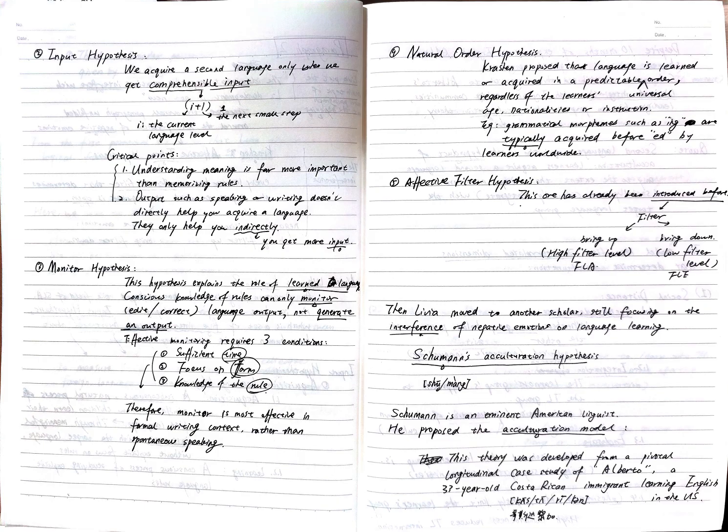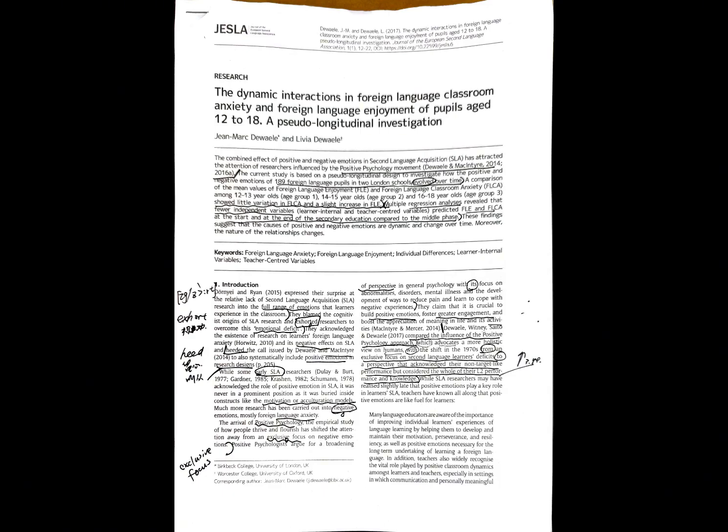Therefore, based on those three definitions, it is obvious that the monitor is most effective in formal writing contexts rather than spontaneous speaking, because you need to have time, which is the first definition of monitoring, and you need to focus on form, which is the second definition. The third is about the knowledge of the rules, which is not a decisive role here, which distinguishes writing from spontaneous speaking.